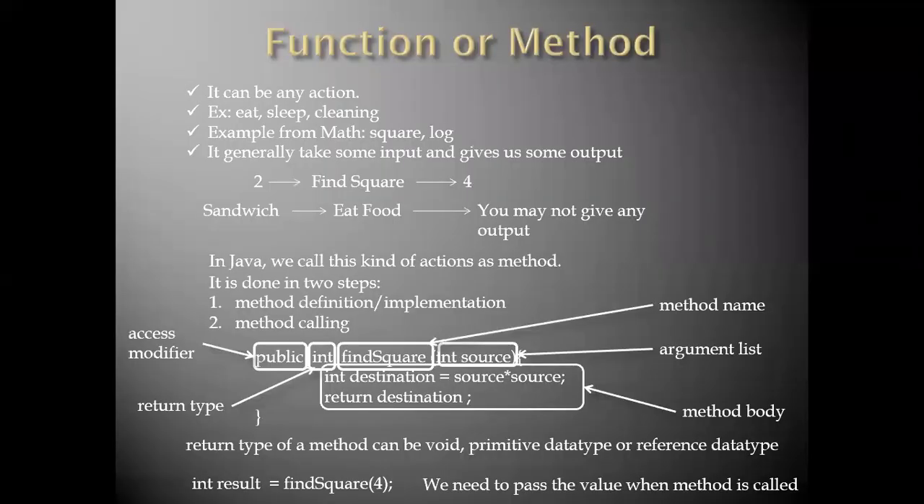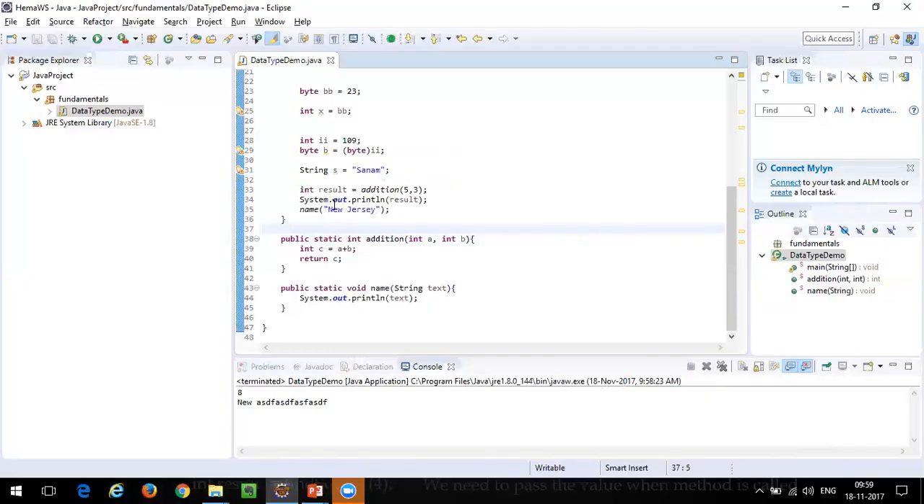So what are the two steps? Method definition and method calling. How do you call the method? In the calling only will we pass the data. In the definition, we'll take variables. While calling, then only you should give 4 or 5 here, because we don't know. If you want, we can reuse the method.